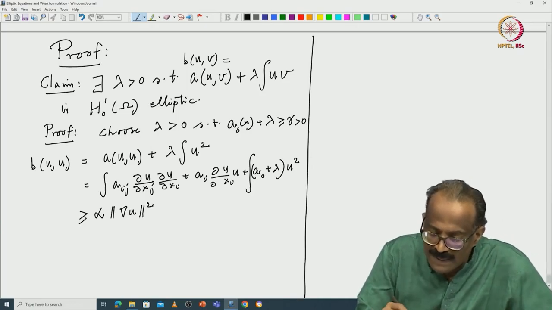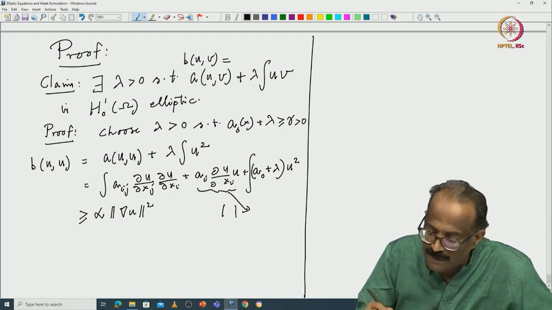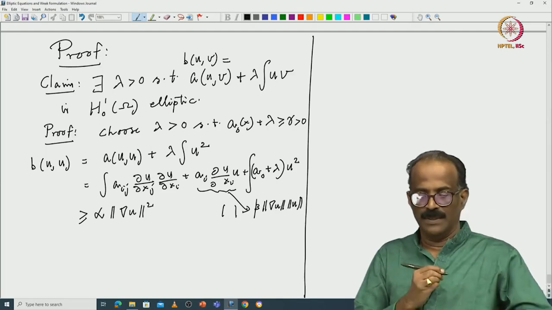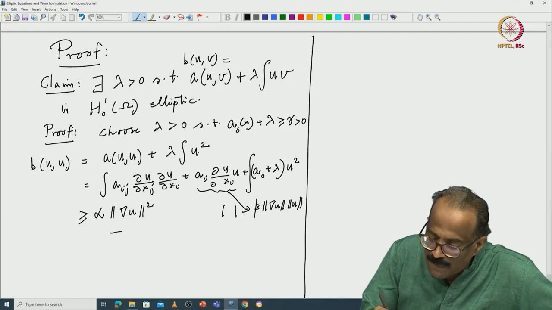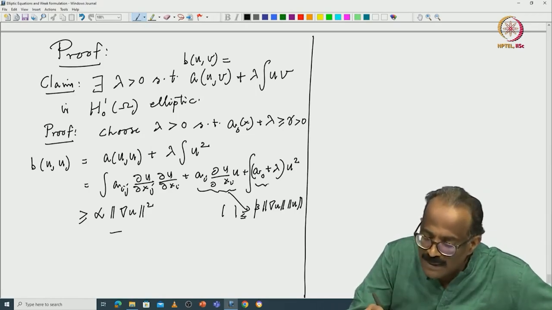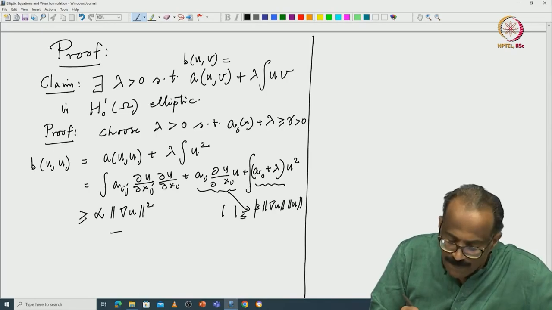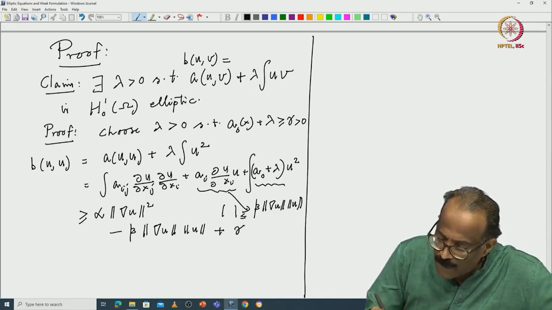Here a_i is a bounded quantity. So what you can do is that the modulus of that can be estimated by some beta into norm of grad u into norm of u. You see, you can do that estimate, so I can put a negative of that one. And this is greater than or equal to gamma. So that gives you minus beta norm grad u norm u plus gamma norm u square.